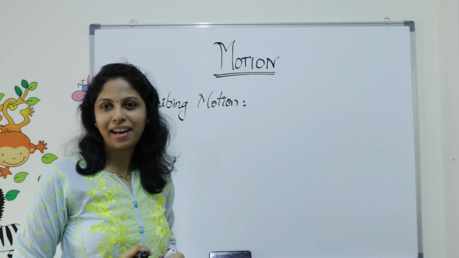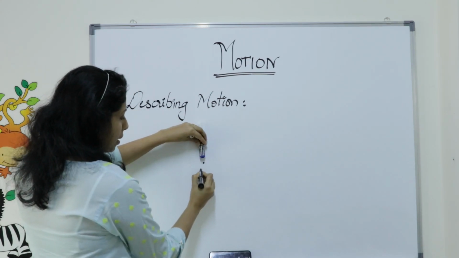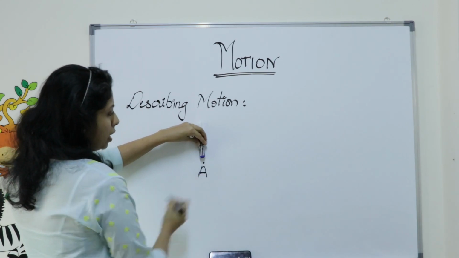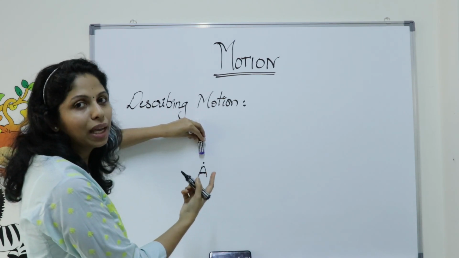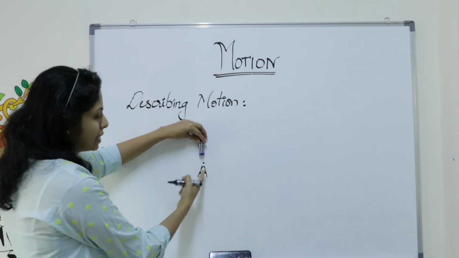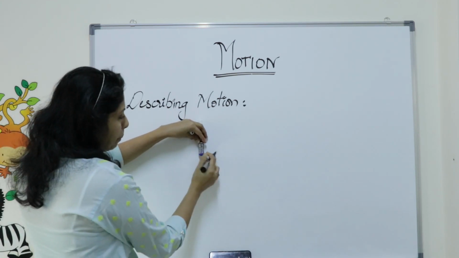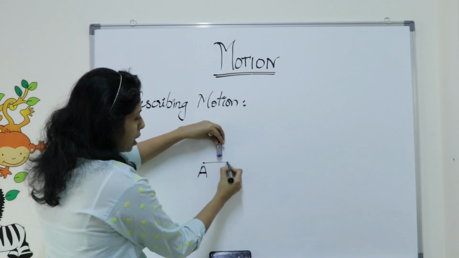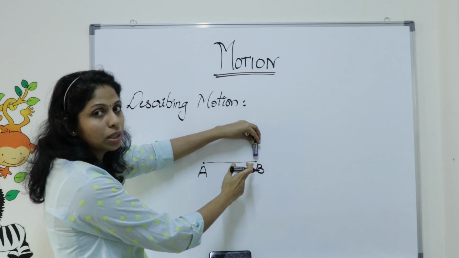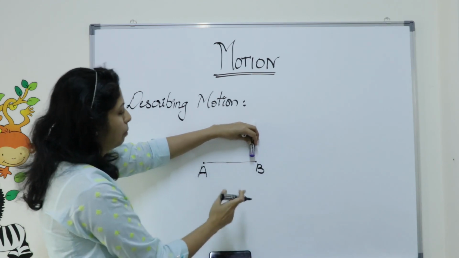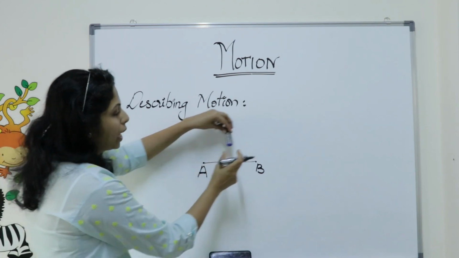Now, let us consider an example. Let us take an object and place it at a point A. Now, is there a motion or movement of this pen? No. Why? Because this pen is still resting at a point A. Now, if we move the pen from point A to a new point B, then there is a motion of this object. Why? Because it is moving from a first position to a different position.